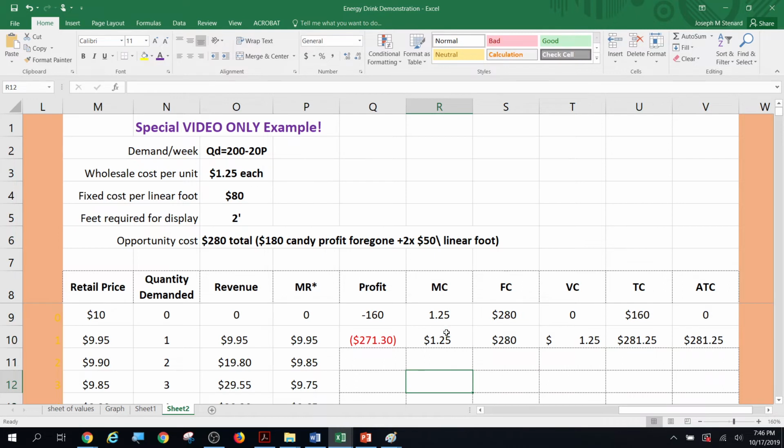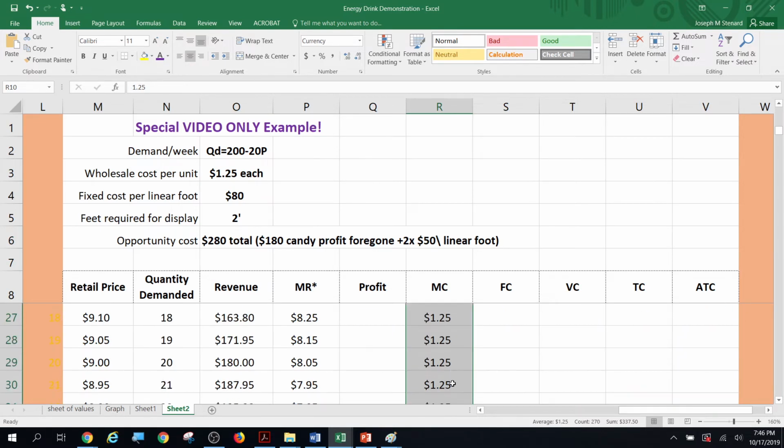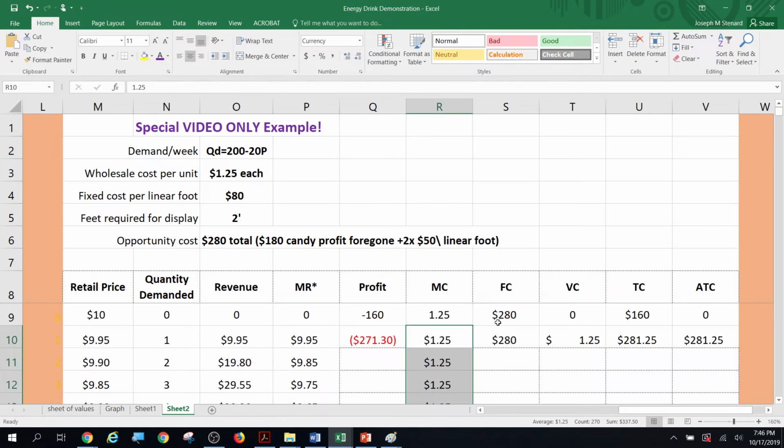The reason I say $1.25 here is because I know that each can I sell costs me $1.25. So the marginal cost of selling one more can is always going to be $1.25. So I'll fill that in, and it goes all the way down. All right, now our fixed cost is $2.80, and just like all fixed costs in problems, whatever our fixed costs are, it'll stay the same all the way down at every different output point.